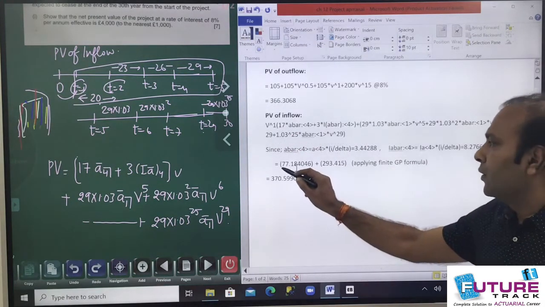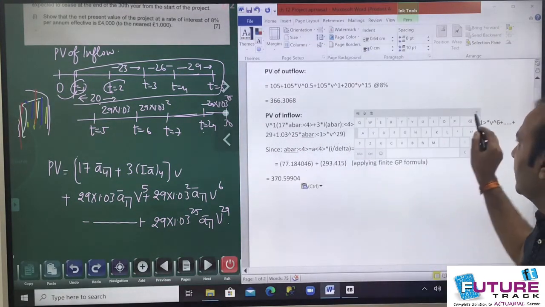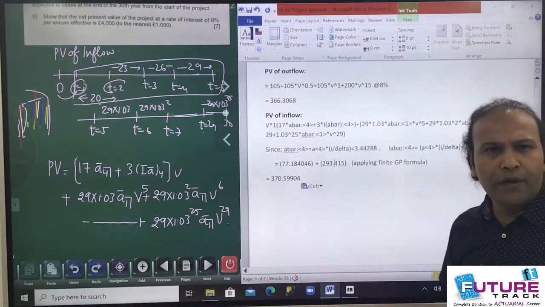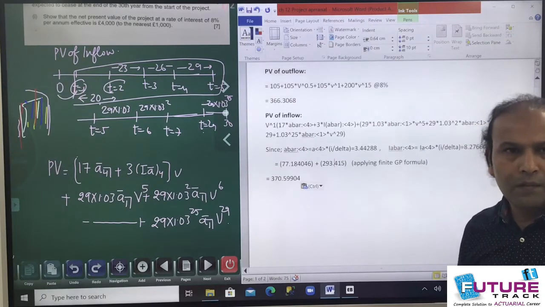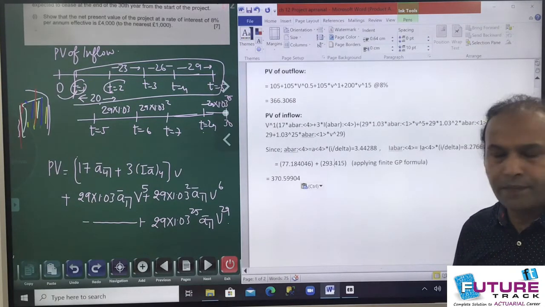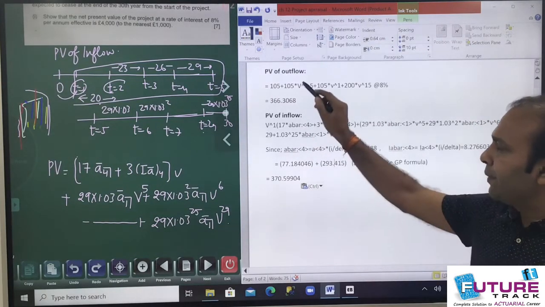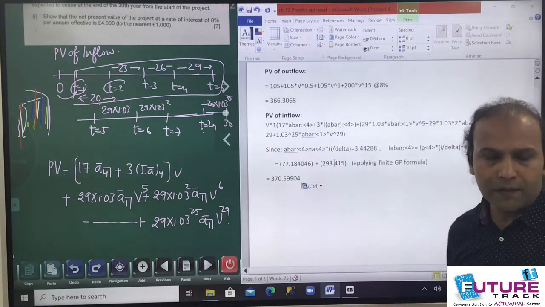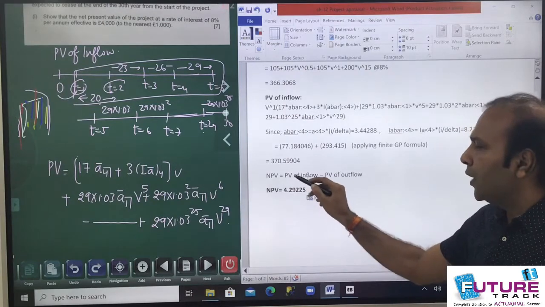See, after doing the calculations in your notebook, you can write here. There is no need to show too many steps because there is a constraint of time. We get this, so we get the present value of outflow, the present value of inflow, then type the final answer, and then the final formula: NPV is what?